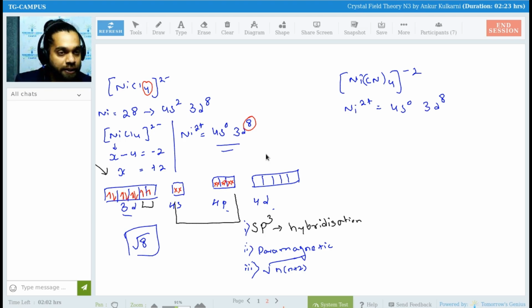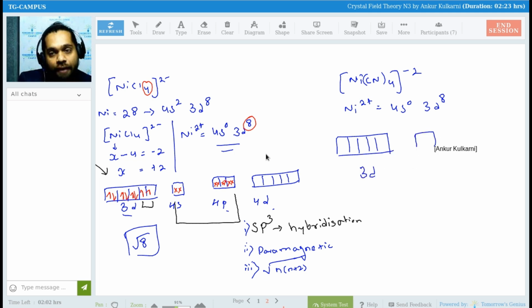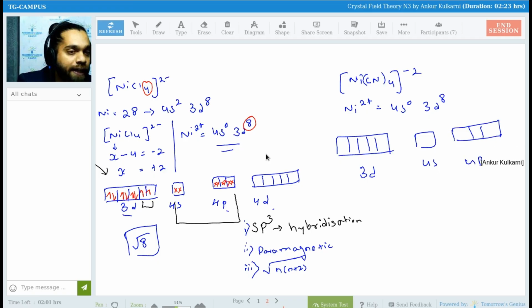Look over here, everyone. The difference between strong and weak field ligand. See, normally I'll draw the box same. 1, 2, 3, 4, 5. This is 3D. Then we have the 4S. Then we have the 4P. Everything same. So I'll fill the electrons 1, 2, 3, 4, 5, 6, 7, 8.